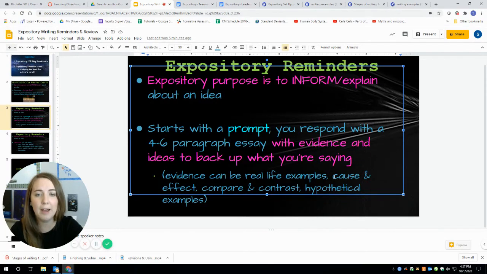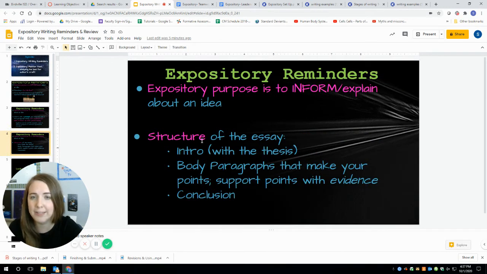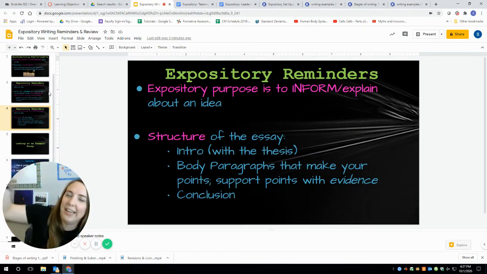Evidence can be cause and effect. It can be compare and contrast. Your evidence could be a hypothetical situation or example. Remember, a hypothetical situation is something that could happen or might happen. So it's easy to kind of talk about the theory of this. I want to show you guys that example, so this isn't just out there.